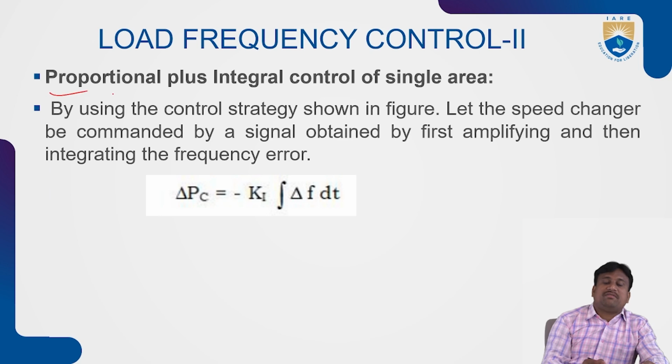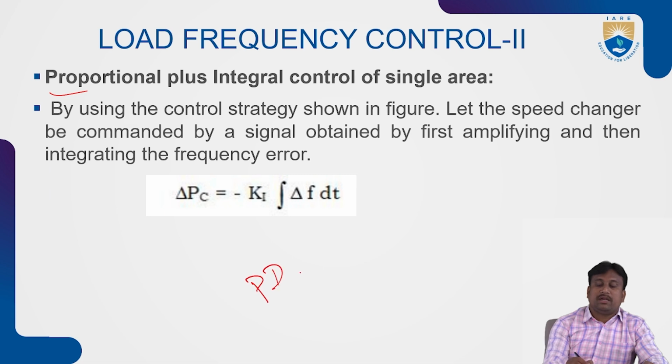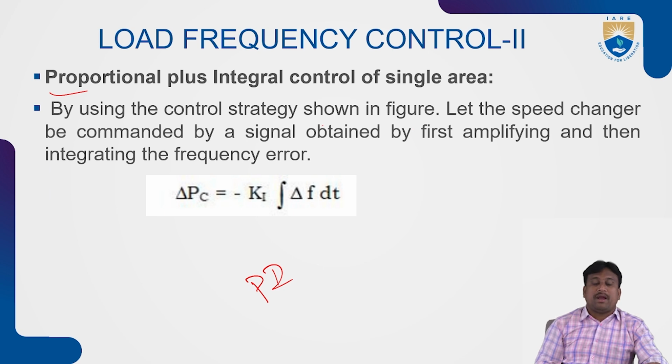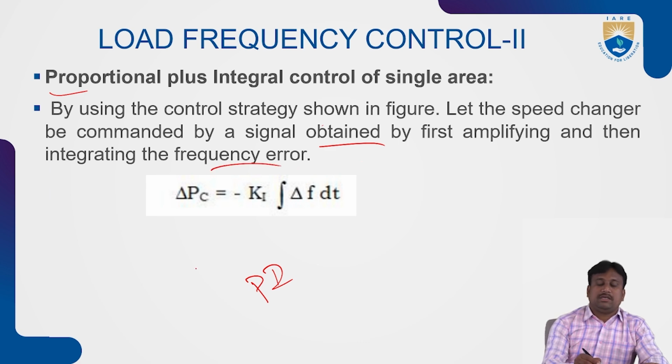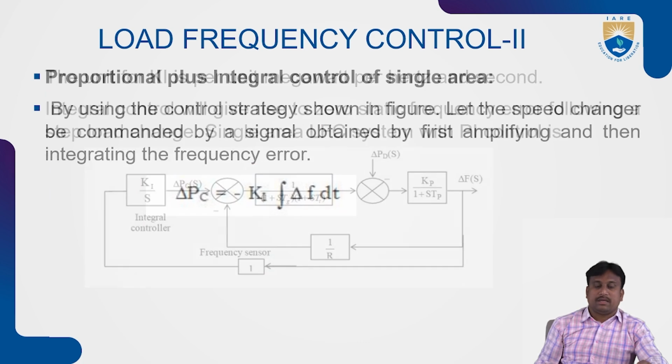So here one of the controllers is introduced for making the single area smoother, that is called proportional plus integral control. By using this control strategy, we can make the speed changer be commanded by a signal obtained by first amplifying and then integrating the frequency. This is represented as delta PC equals minus Ki integral of delta F dt. So this represents the proportional plus integral control action.